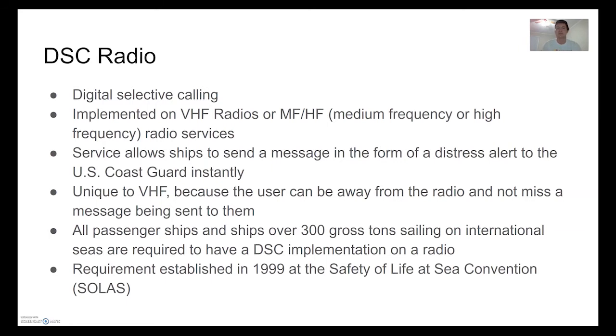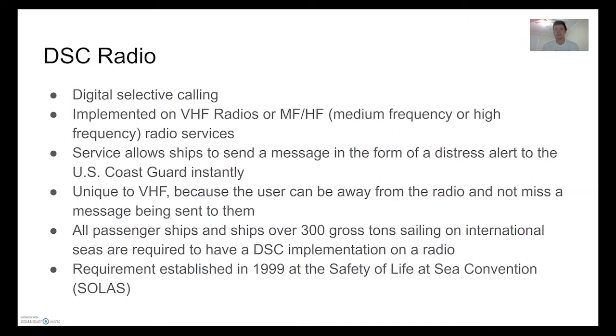For example, if a distress signal was sent out to all ships and the captain was not by his radio, that's okay because the radio will store it similar to how a phone stores a voicemail, and you'll be able to replay that message later on when you get back to your radio.